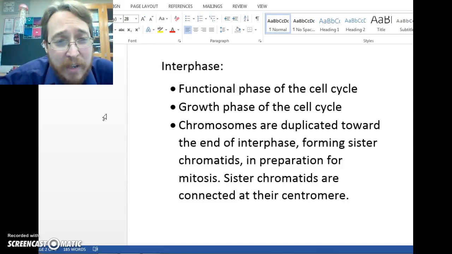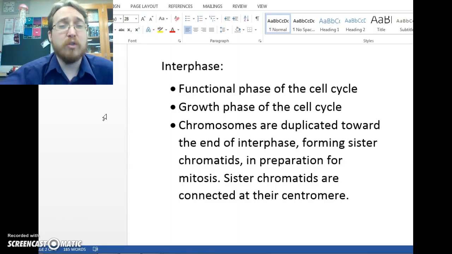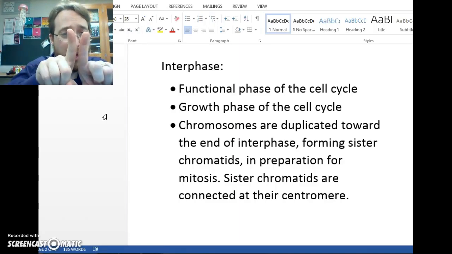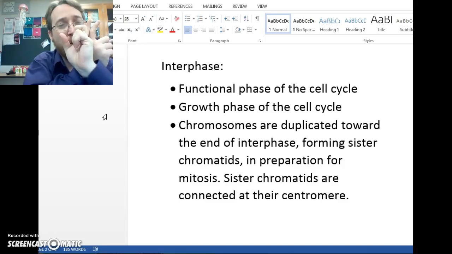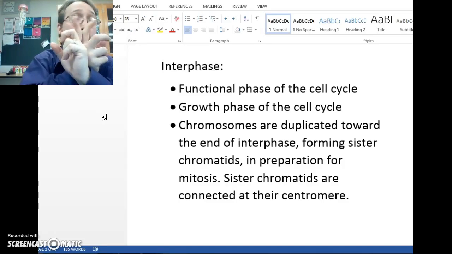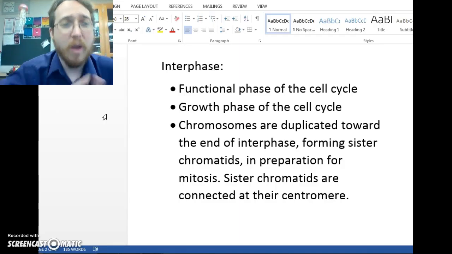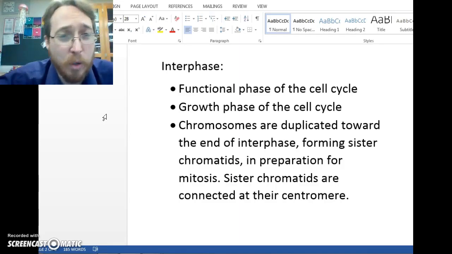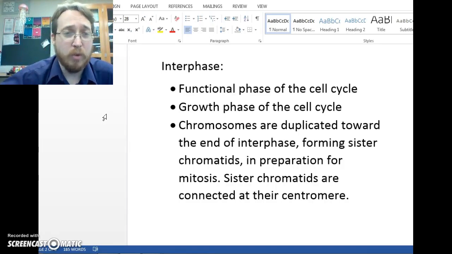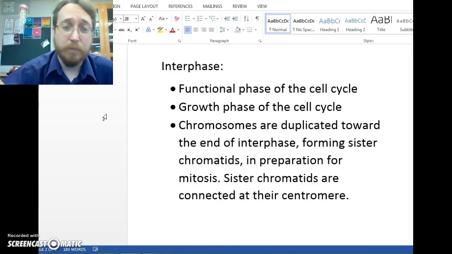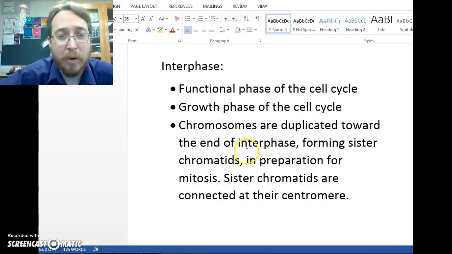Now, toward the end of interphase, the chromosomes are duplicated, forming sister chromatids. Sister chromatids are two duplicated chromosomes that are connected to each other. If you ever see that X shape, that's actually two chromosomes that are identical to each other that have been copied, but they're not one chromosome. Chromosomes don't have an X shape. That's not true. Two chromosomes can be connected, which makes them look like they have an X shape, but those are sister chromatids. Those are not actually single chromosomes; they're one chromosome that's been replicated. So all of this is in preparation for mitosis.